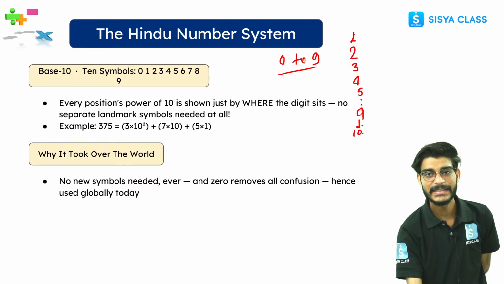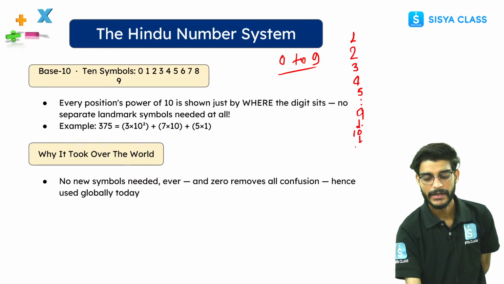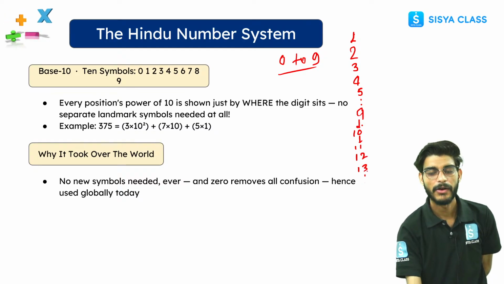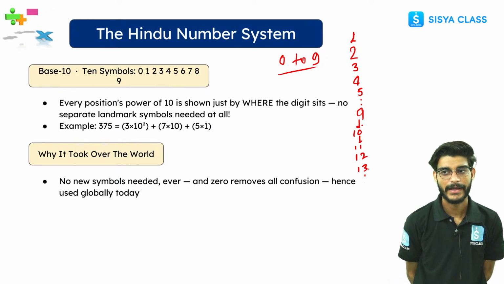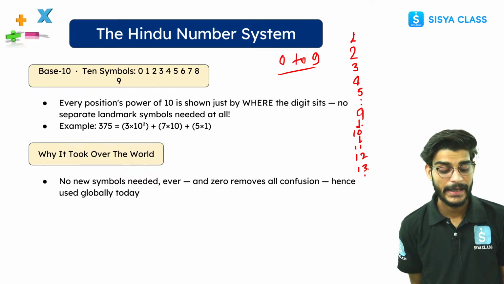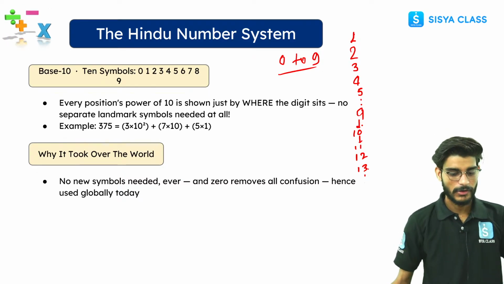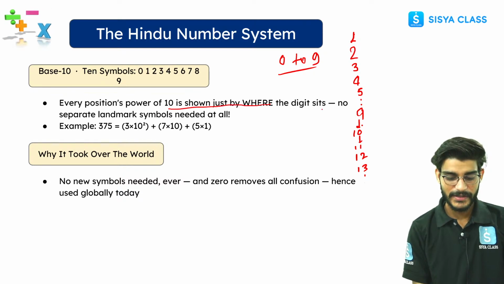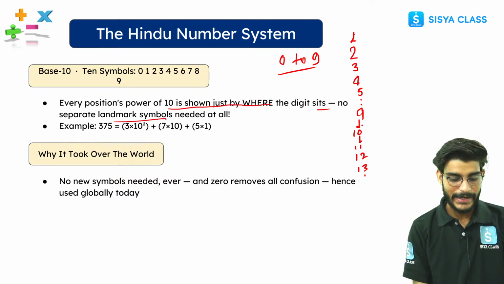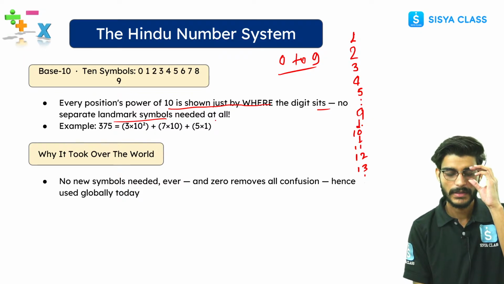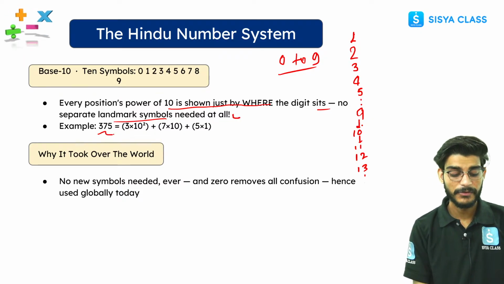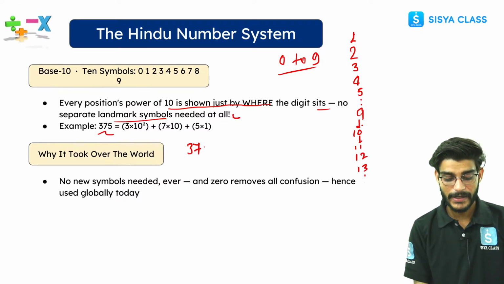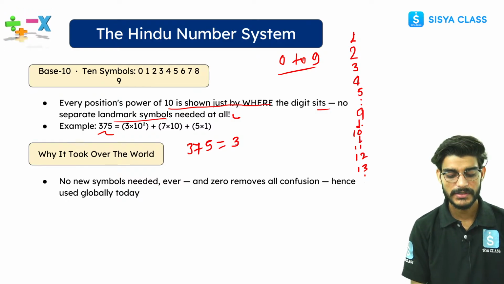Then the first digit I'll change only till 20: 11, 12, 13. This is how we'll proceed. I don't think that I need to explain this Hindu number system. So let me read this one. Every position's power of 10 is shown just by where the digits sit. Obviously, no separate landmark symbol is needed at all. Like for example, if you want to write 375, everyone can write it now, because we are relating everything only with the Hindu number system.